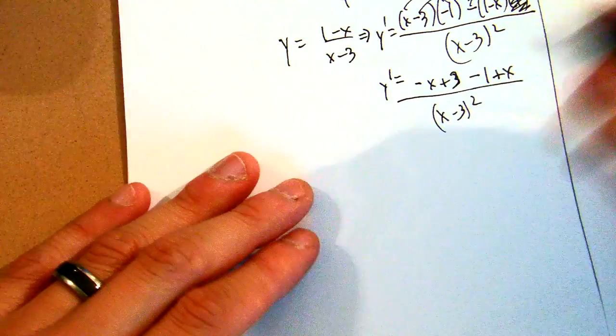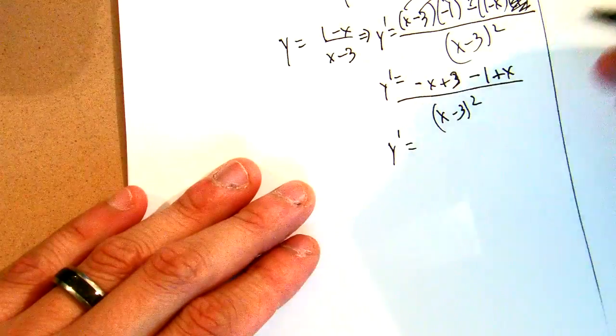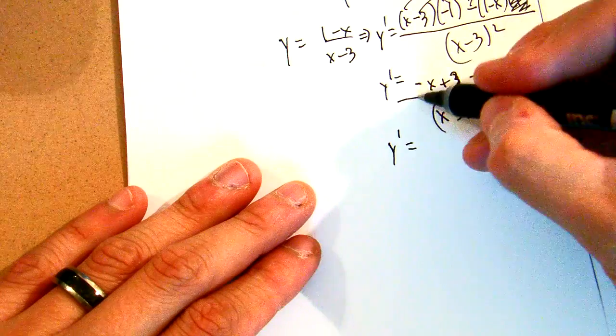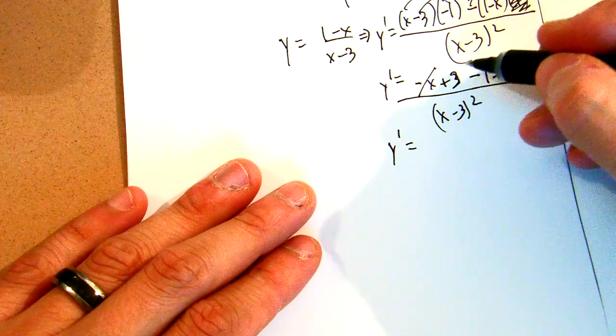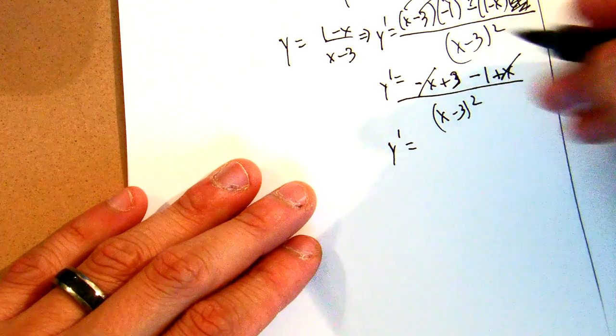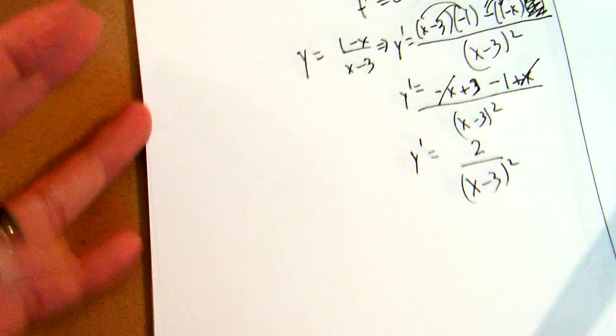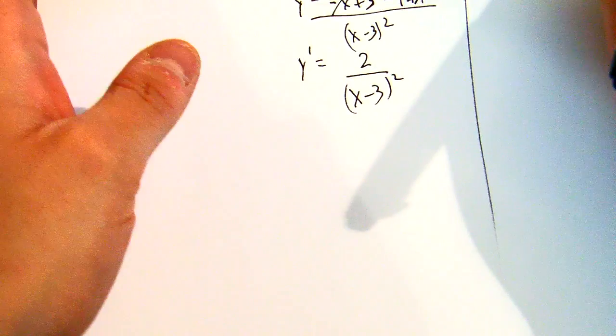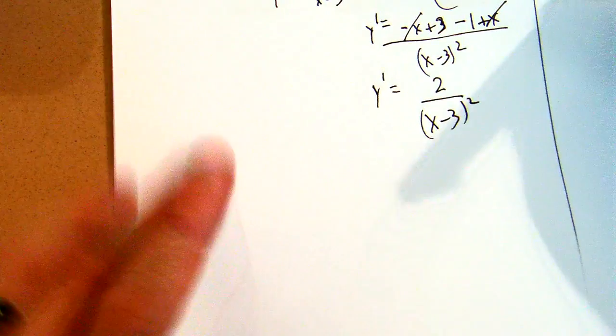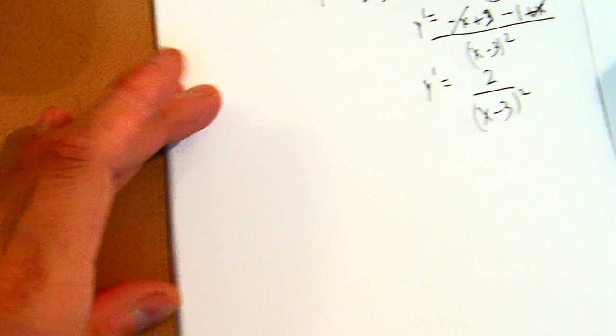Okay? And now we're going to continue simplifying. Y prime equals. So if you notice the x's go away, and I'm just left with 3 minus 1, which is 2 over x minus 3, the quantity squared. Okay? Cool. So this is my first derivative, so now I need to find the second derivative. Let's go ahead and do that.